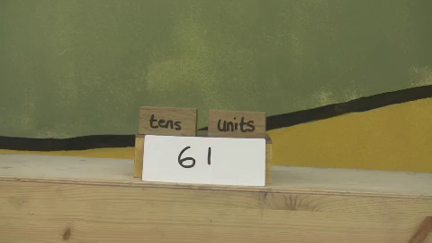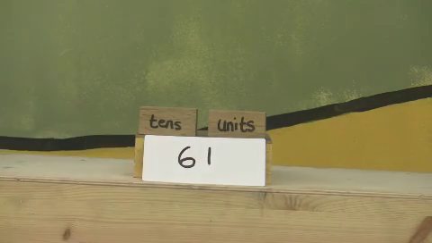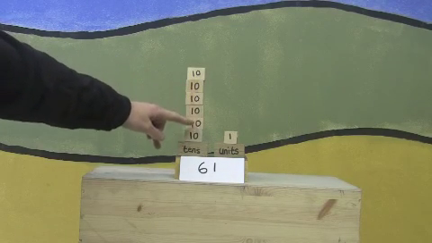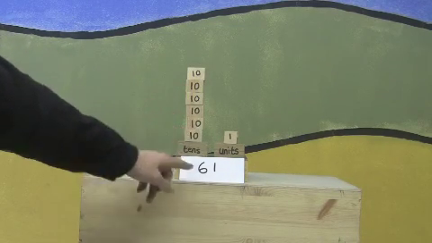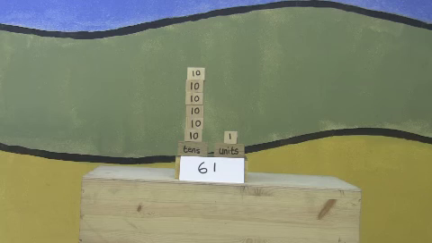If we look at the number 61, it has 6 tens and 1 unit. 6 tens, 10, 20, 30, 40, 50, 60, and 1 unit. 1. 61.